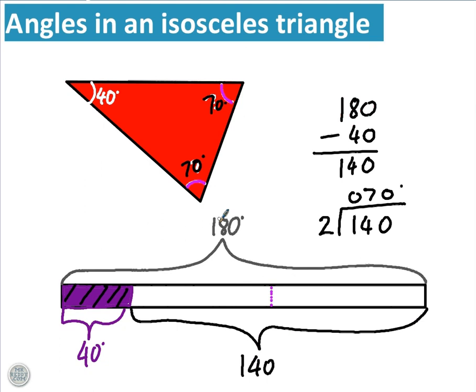Does that work? 40 plus 70 plus 70. Yeah, that gives me 180. So in that case, 70 degrees was the missing angle.